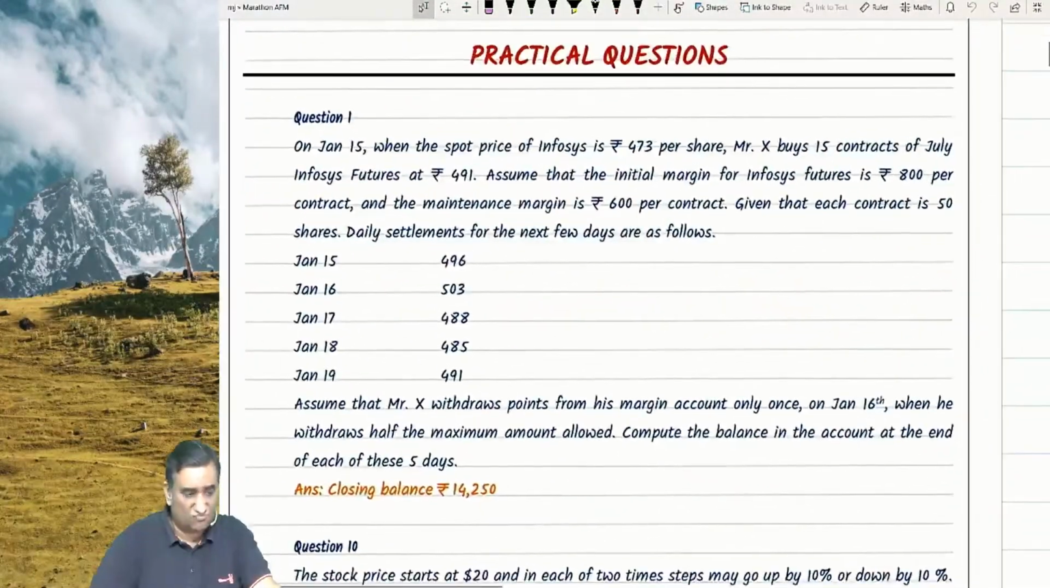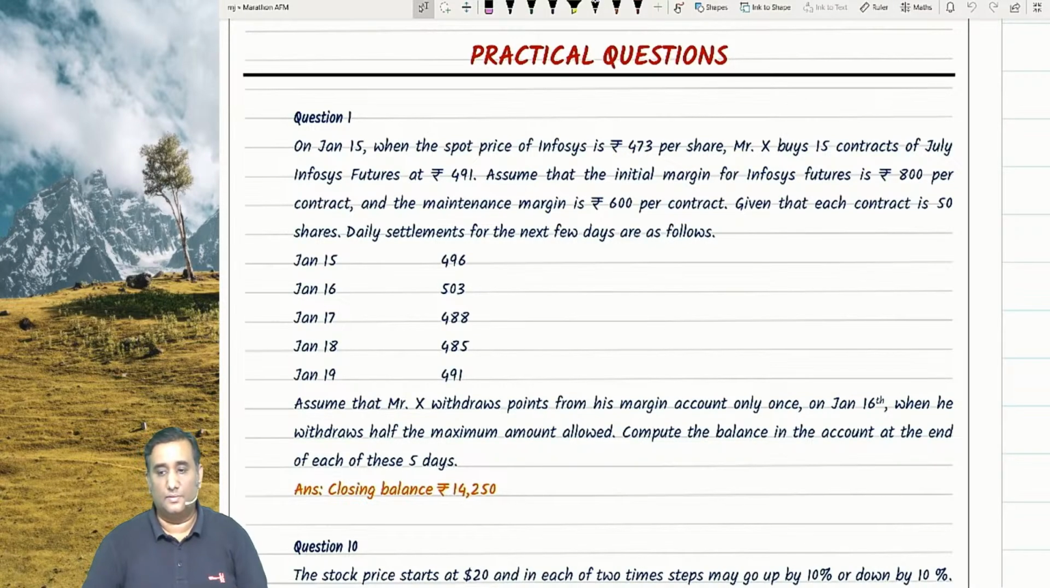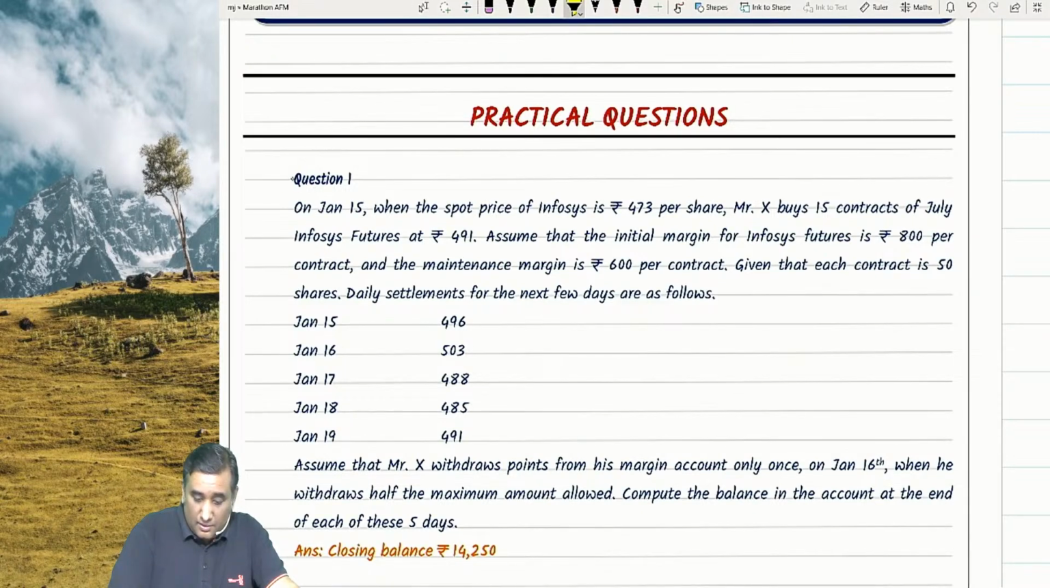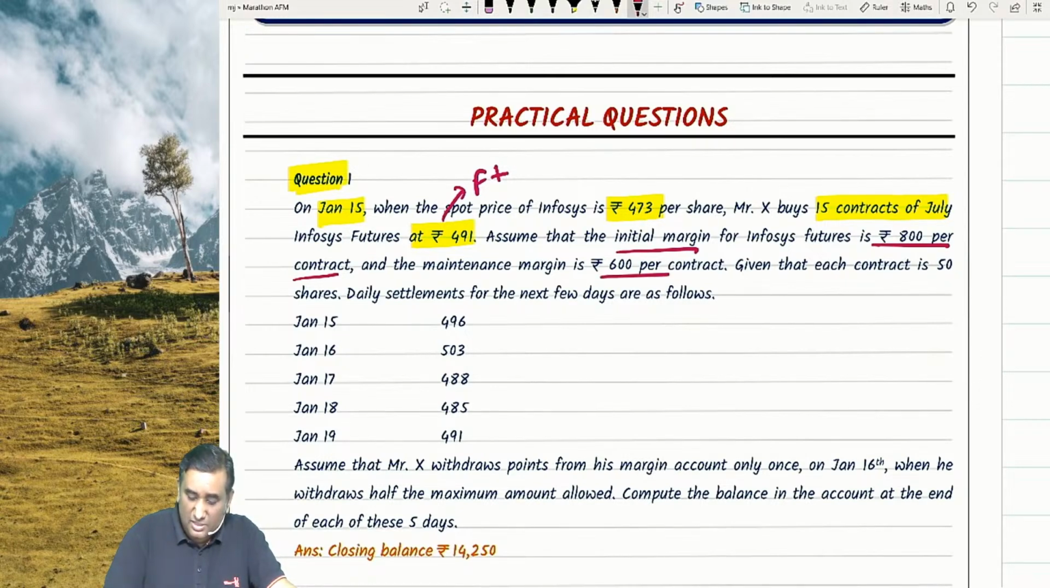Let's look at this part here. Question number 1. It says on January 15, when the spot price of Infosys is 473 per share, X buys 15 contracts of July Infosys futures at 491. That means you are F plus at what? 491. Assume initial margin for Infosys is 800 per contract. It's an absolutely theoretical question. Maintenance margin of 600. And how many contracts is he buying? 15. So one contract into 800 is the initial margin, 15 into 600 is the maintenance margin, and then these are the prices.